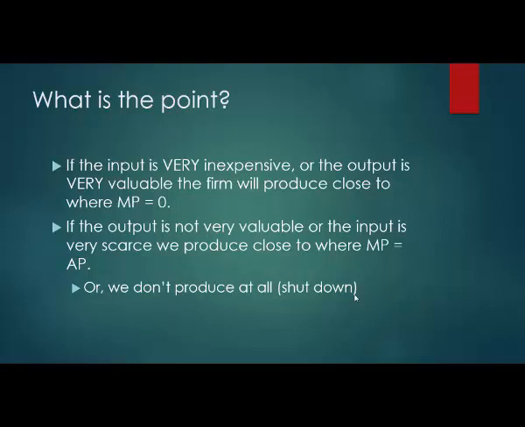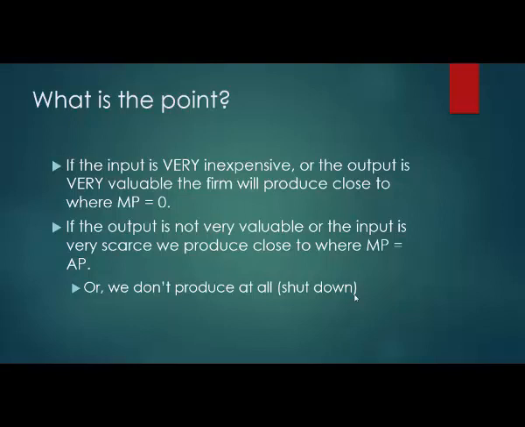The point behind that is pretty straightforward. It demonstrates a very important fact about resource allocation. If the input that we're using in our production process is very expensive, or if the output is very valuable, the firm will produce close to where the marginal product equals 0. I'll say that again. If we've got a dirt cheap input, a nearly free input, or the thing we're making has a very high price, is very valuable, that's going to cause our firms to move along the production function up to the very top of the production function where it peaks, and that's where the marginal product equals 0.